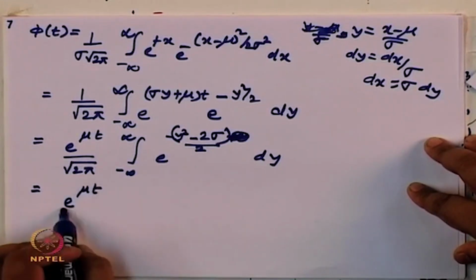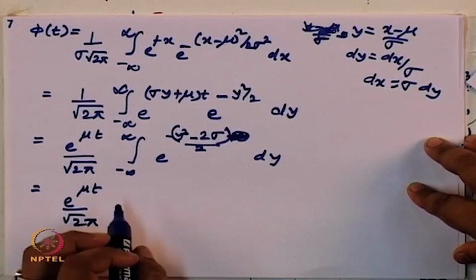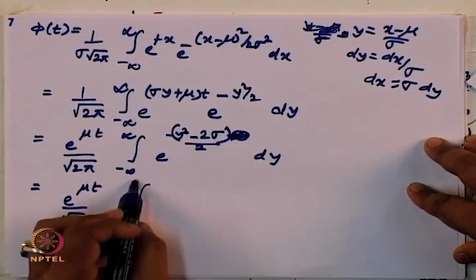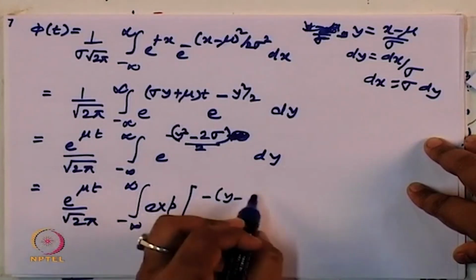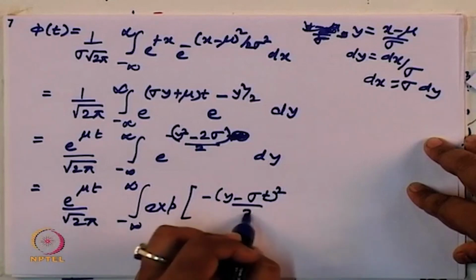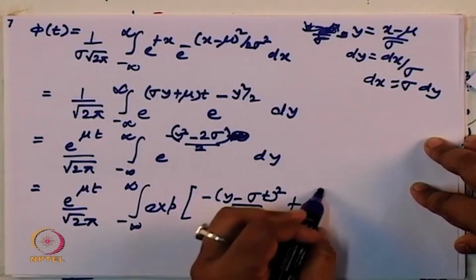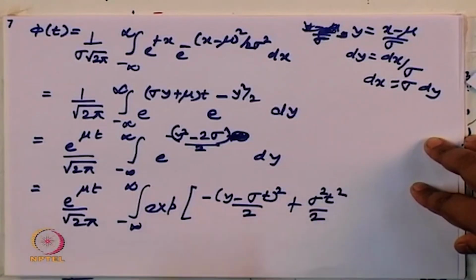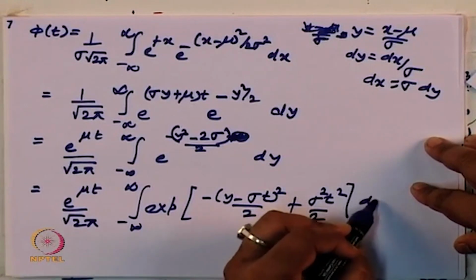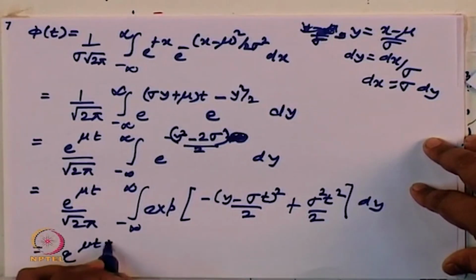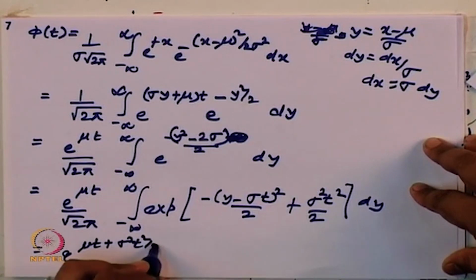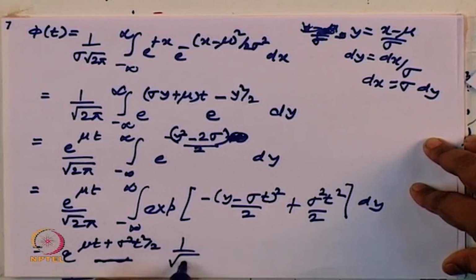So, this I can write as e to the power mu t by root 2 pi, minus infinity to infinity exponential. Within the exponential I can write it as y minus sigma t whole square by 2 plus sigma square t square by 2, into dy. So, I can take out this term again, and write it as e to the power mu t plus sigma square t square by 2 by root 2 pi, which can be separate.